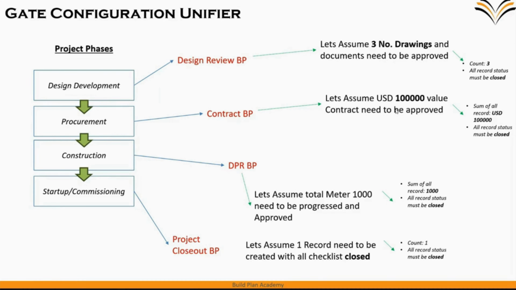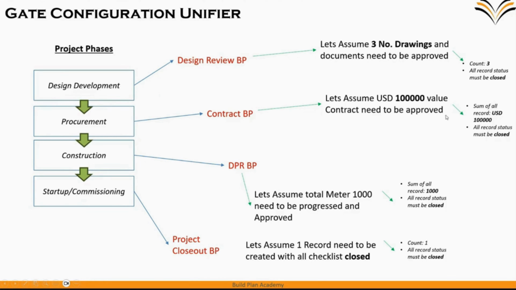Contract value has to be created. Why? Because in your project, multiple contracts may be there and you have a budget of, say, 0.1. It will make sure that all the records meet this value. I have tried two different scenarios: one is the count, one is the sum, so that both scenarios are verified. And the records must be closed. That means records must be closed. So these are the two scenarios it has to fulfill.